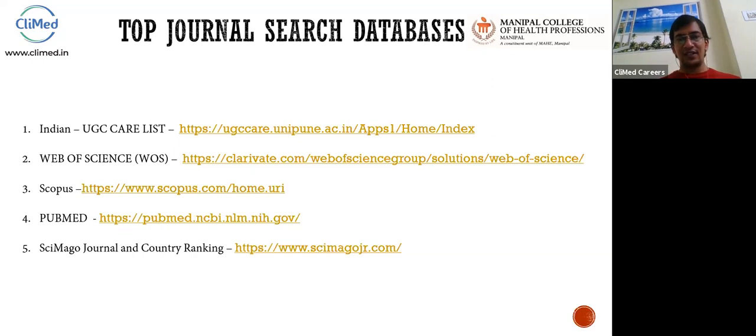Again, there is one thing. The UGC CARE list is nothing but it is copied from Scopus. They have collaborated with Scopus and Web of Science.